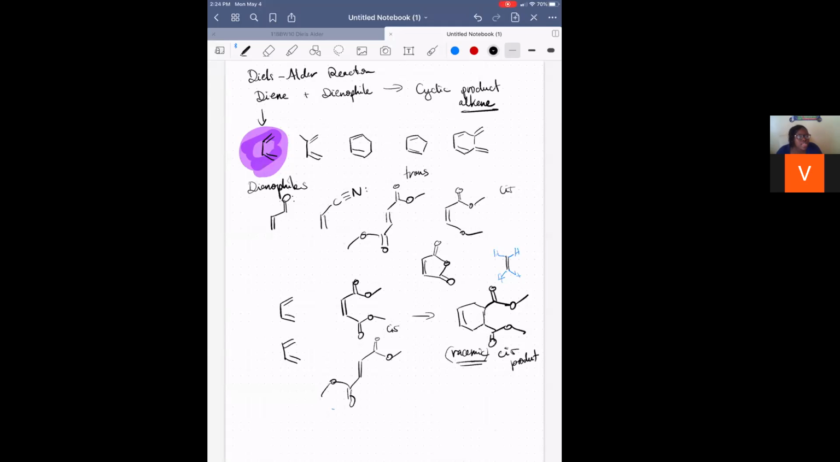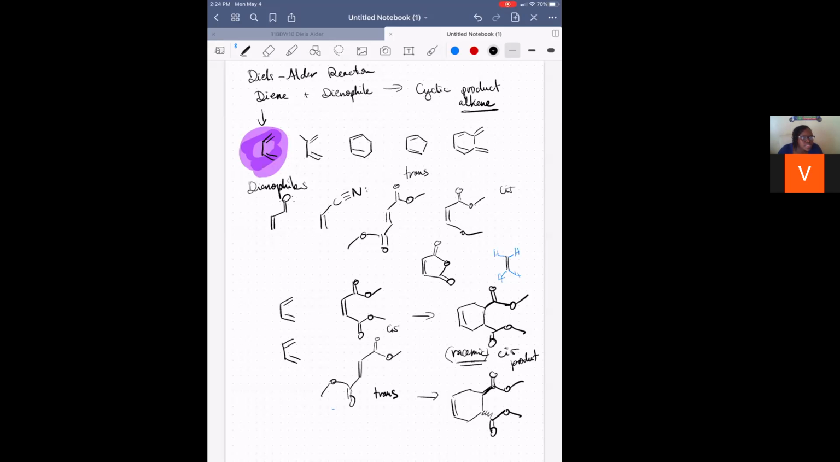So what about our trans reaction? If we take our trans dienophile and react it with our diene, then what we'll get is a product where the substituents on our new ring are trans to one another, right? So now we have one ester functional group that will be wedged and the other that will be dashed. So that would be the difference between our cis and trans products based on having a cis or trans dienophile. So that's one example.